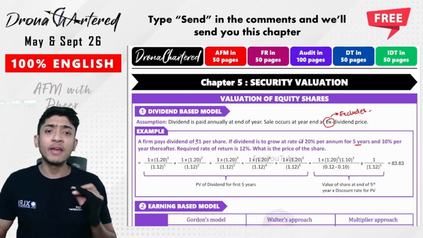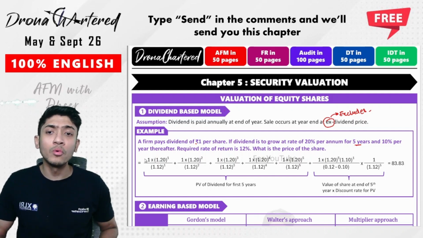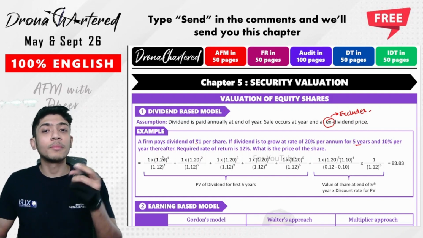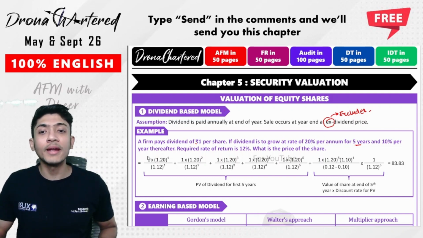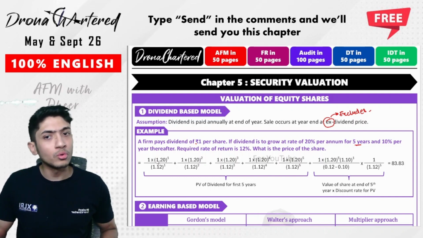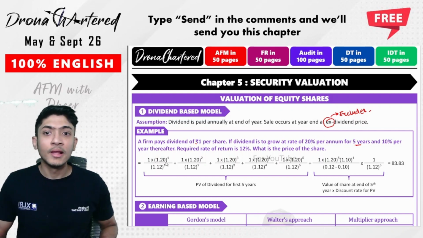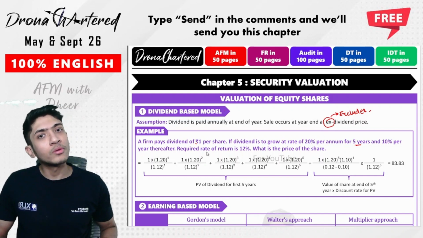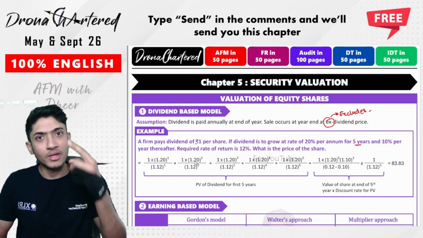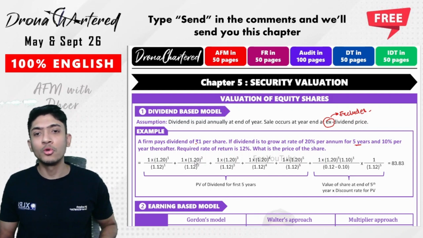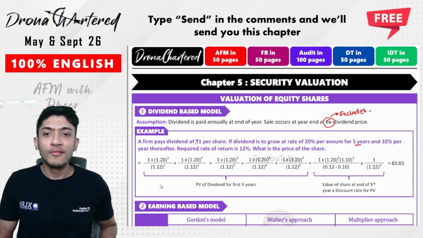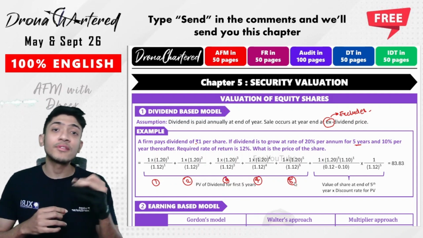Very simple. So for 5 years we will keep discounting it, so we will do 1 into 1.2, because 1 is currently our dividend and growth will be at 20%, so we multiply it by 1.2 raised to the power 1 and divide it by 1.12 raised to the power 1. Then for second year, we again do the same thing, 1.20 whole square upon 1.12 whole square, because now we are also going to discount it by 2 years. Similarly, we do this for 5 years. So basically, this is your first year, this is second year, this is third year, this is fourth year, and this is fifth year.